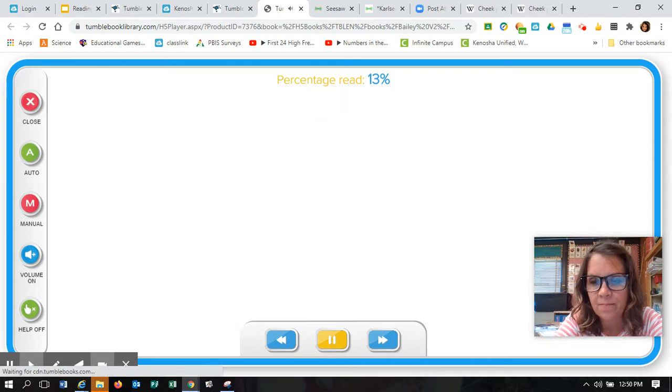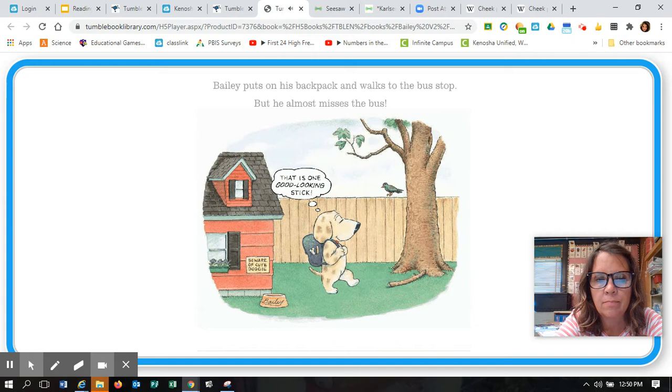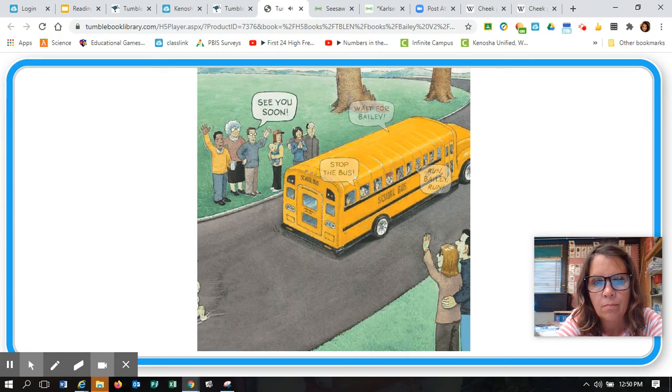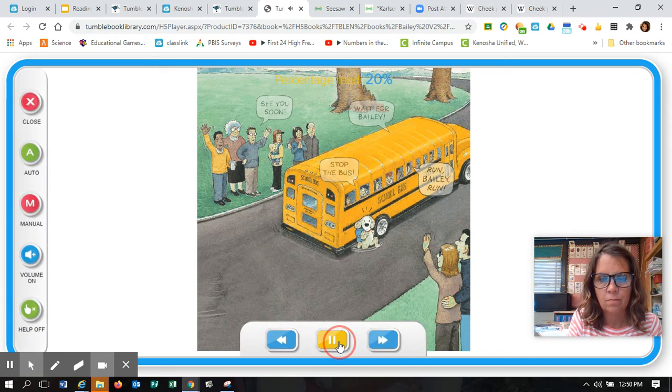Ooh, that's another one. Bailey puts on his backpack and walks to the bus stop. That is one good-looking stick. Not again. But he almost misses the bus. See you soon. Wait for Bailey. Stop the bus. Run, Bailey, run.